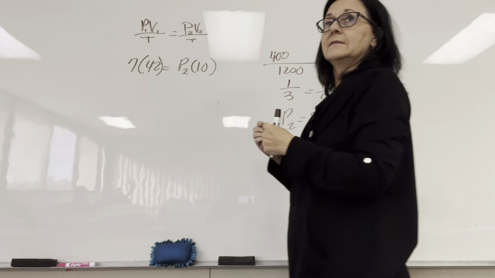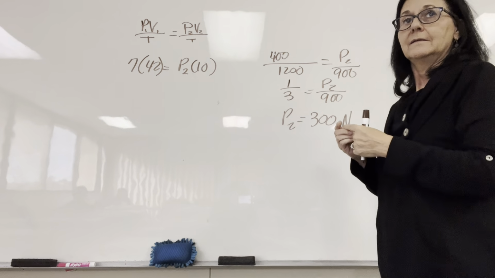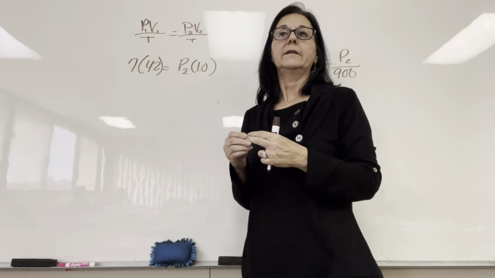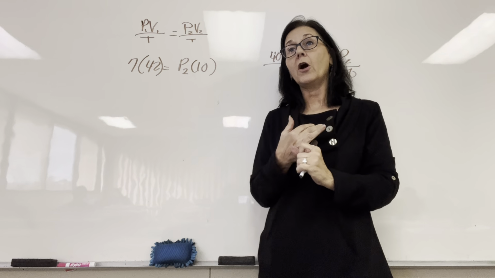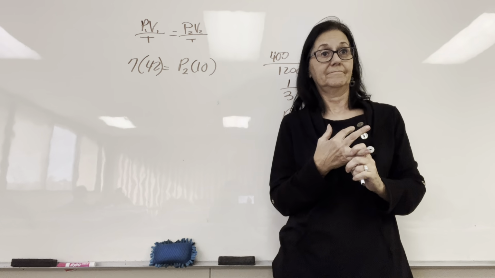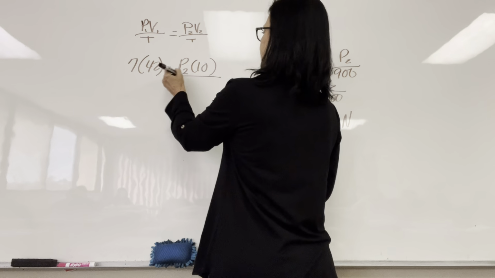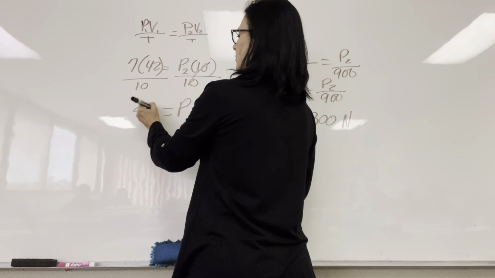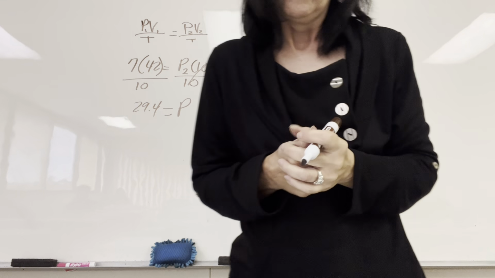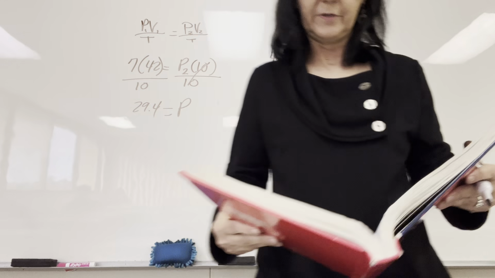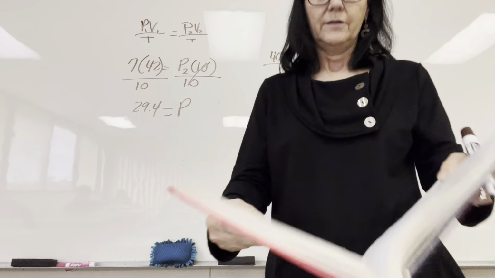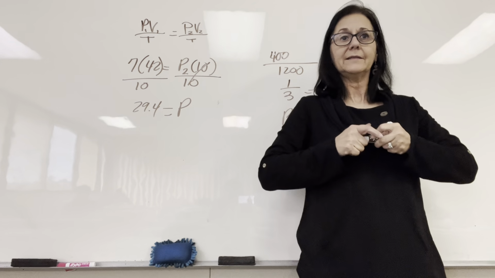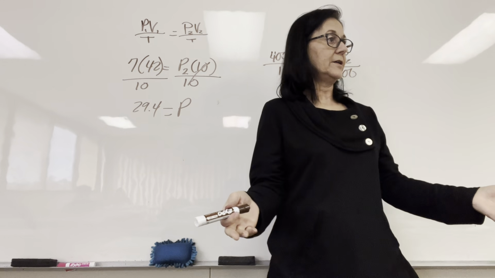What do I do? Yes. I'm just wondering, are we only solving for pressure in all these problems? Not necessarily. Sometimes you may be solving for volume. Sometimes you may be solving for temperature. You just divide by 10, right? What's the pressure? 29.4 atmospheres. Okay, so it's just a simple formula, PV over T. If something is held constant, you can leave it out of the equation. All right?